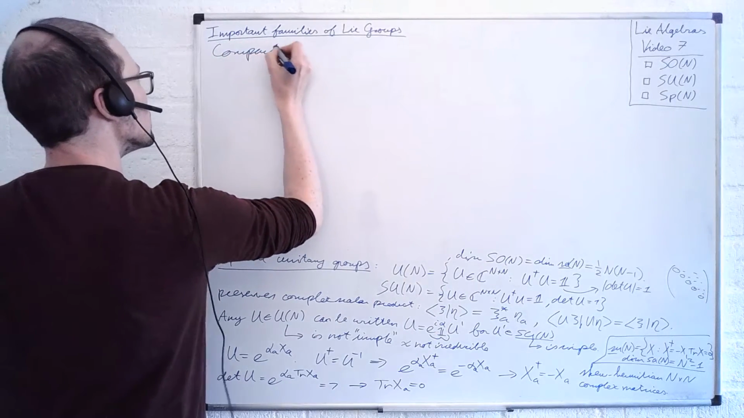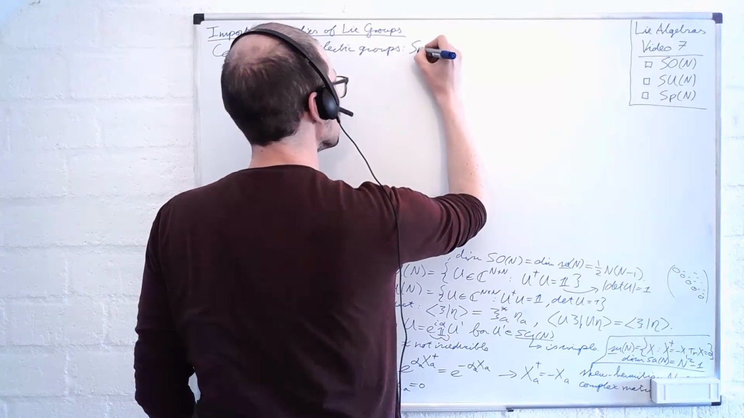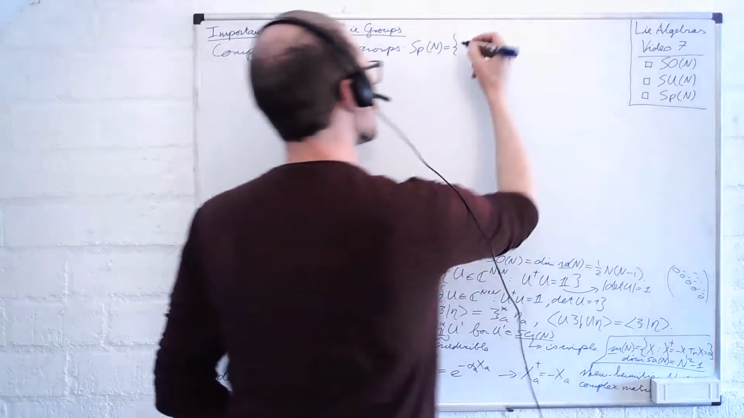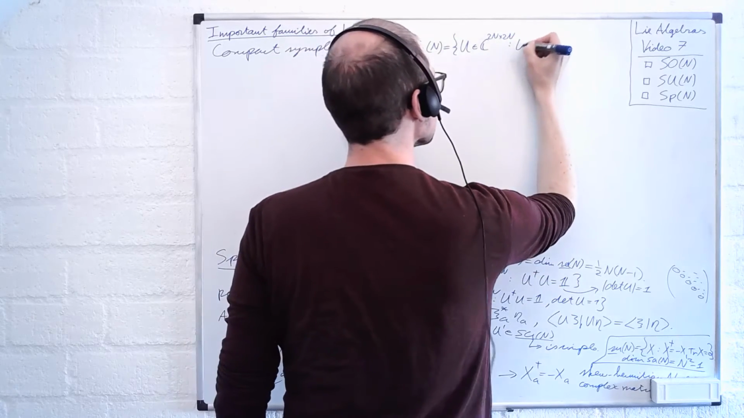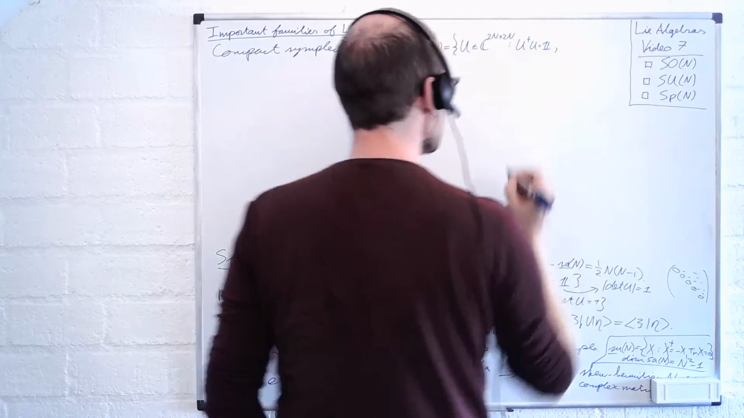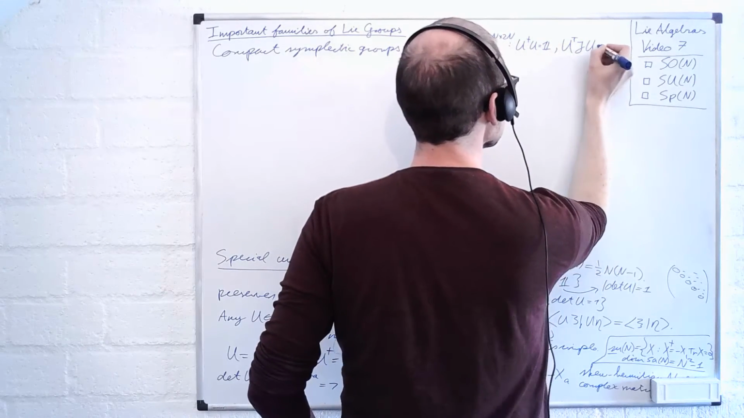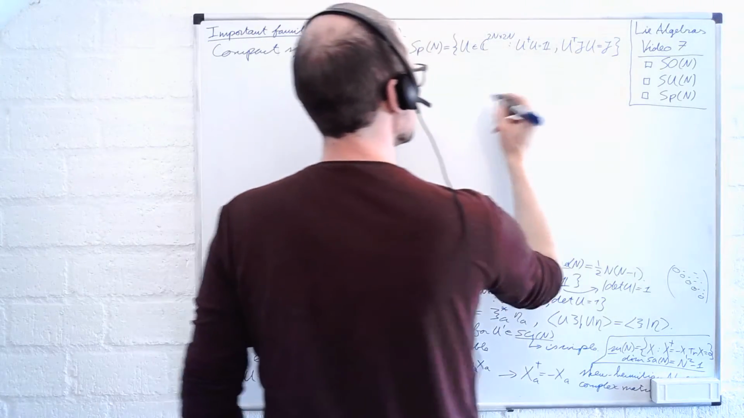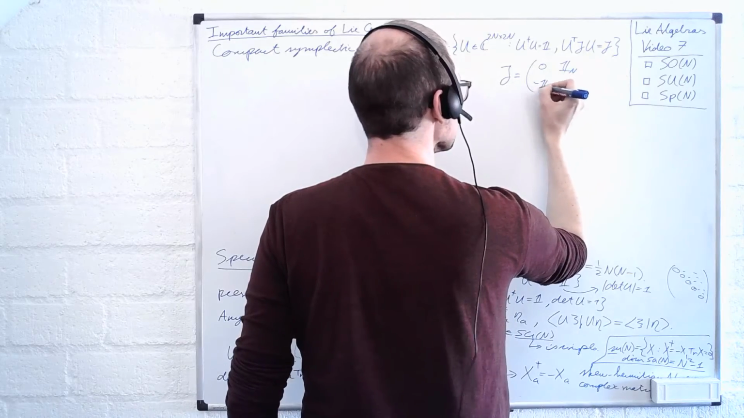Let me be more precise. Compact symplectic groups. So what are these? Let me give the definition. Sp(N). These are the complex 2n by 2n matrices that are unitary, and they satisfy the following constraint. If I take U transpose times a fixed matrix J that I'll describe in a minute, times U, it preserves J under this conjugation, where J is the matrix (0, 1; -1, 0).